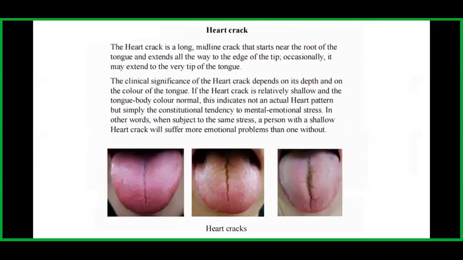So let's look at the heart crack. The heart crack is a long midline crack that starts near the root of the tongue and extends all the way to the edge of the tip. Occasionally, it may extend to the very tip of the tongue.